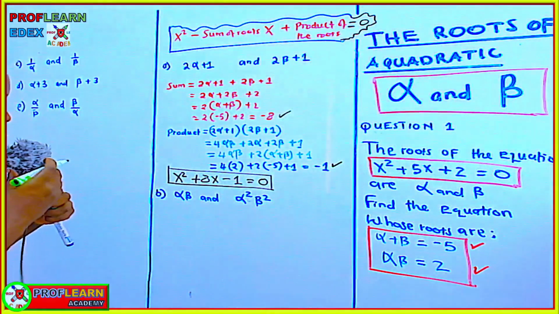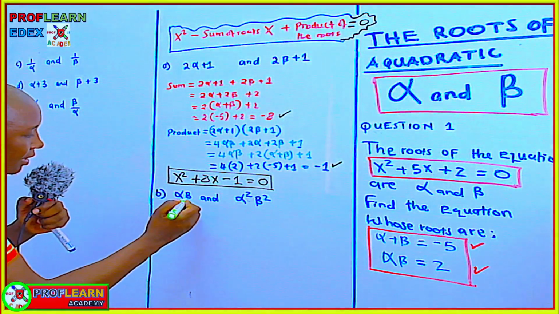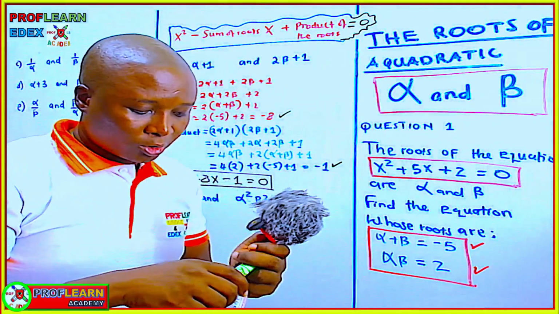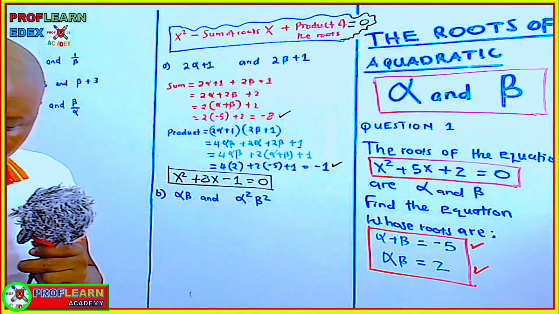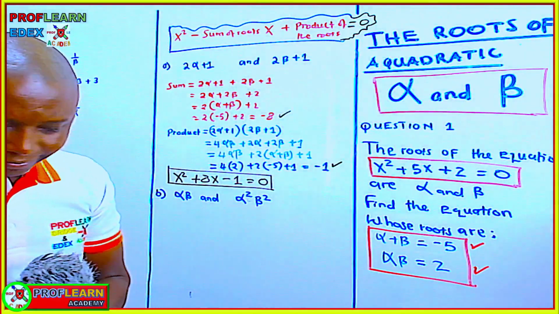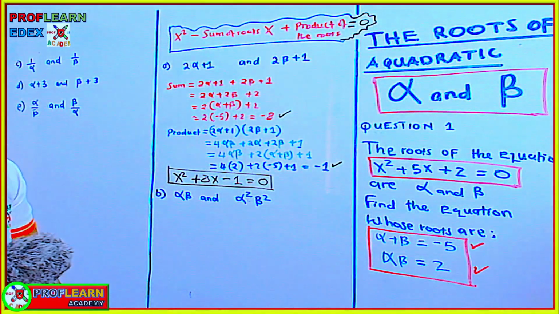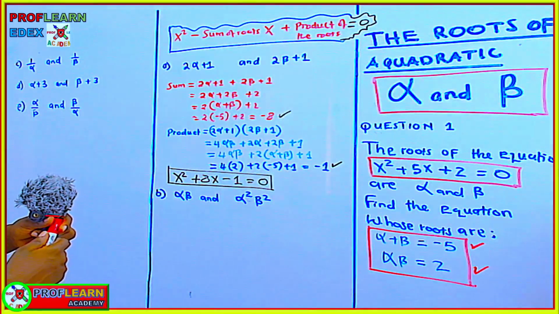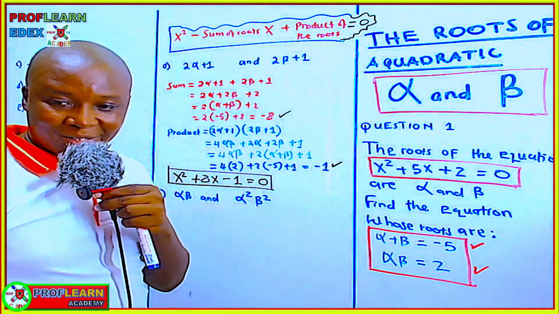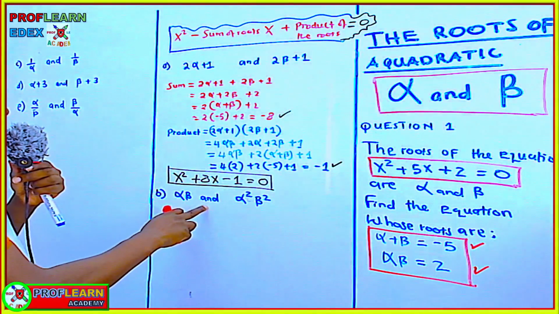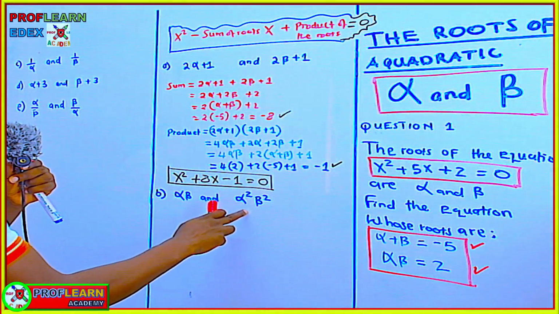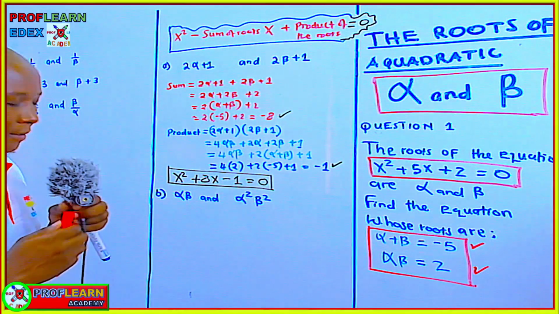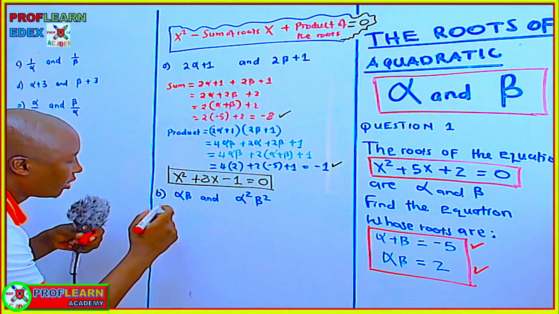Now let's look at this. You are given alpha beta and alpha squared beta squared. You are supposed to find the quadratic equation which has these two roots, right? So the first thing, we need to find the sum.